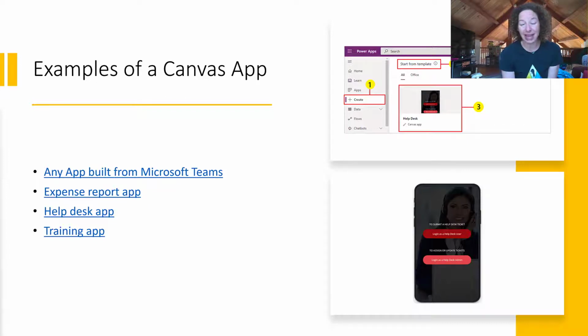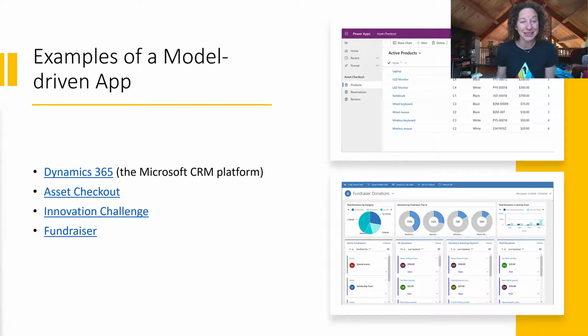So let's talk about examples too. Here's an example of a Canvas app. So the top screenshot here is showing you what it looks like to build something. This is the help desk. There's a couple apps that are available on docs.microsoft.com as templates for you to get started, and this is a screenshot of the help desk app. There's also expense report app and training app, and any app that you're building from Microsoft Teams will be a Canvas app.